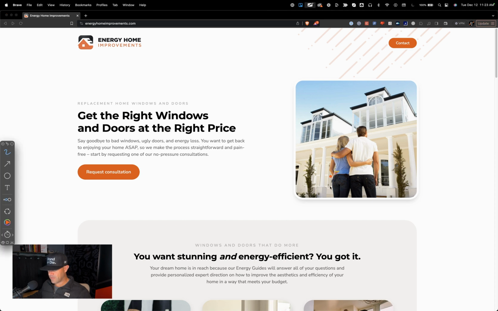This is the dream outcome here, right? A beautiful, energy efficient home that you can be proud of. And we have our value proposition here, get the right windows and doors at the right price. And then this is actually our H1 tag, replacement home and windows and doors. So this helps with SEO. And this is just literally what it is. And so there's a strategy there.